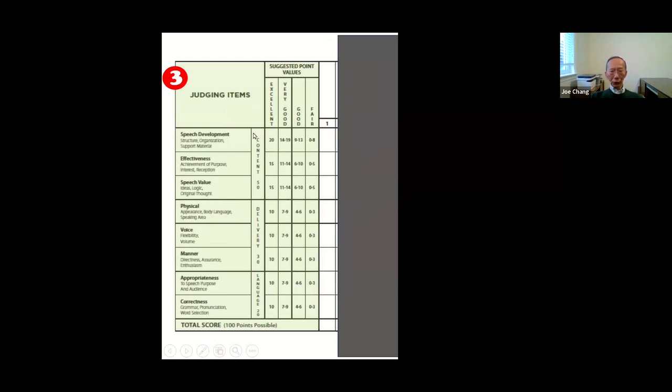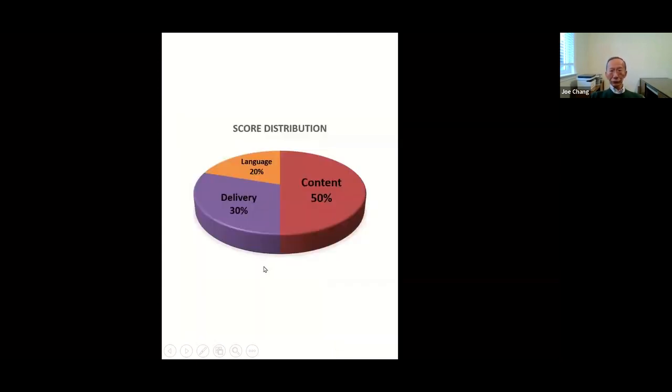The top segment is called the content. The second segment is called delivery. And the last segment is called language. So they are broken up into 3 different segments. And if you notice, each segment has a different kind of weight. They put down content at 50% of the weight, delivery at 30%, and language at 20%.